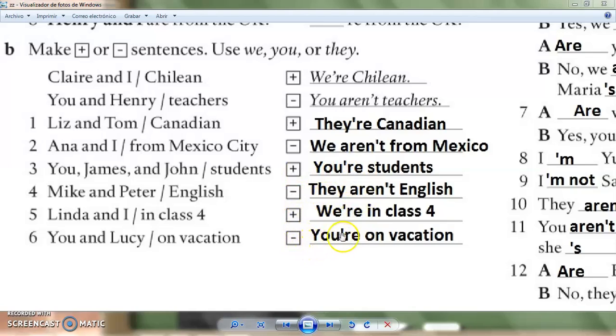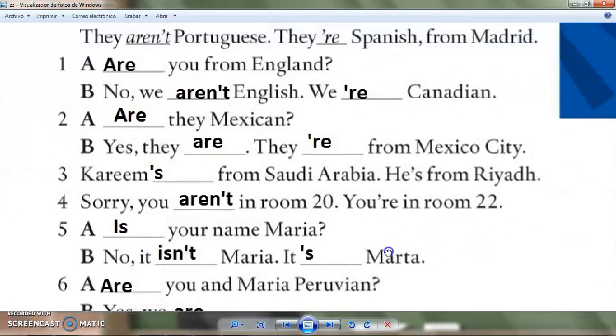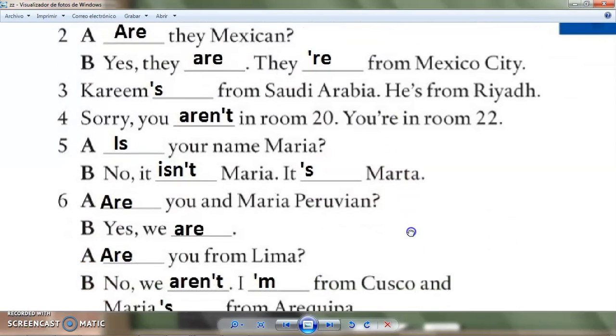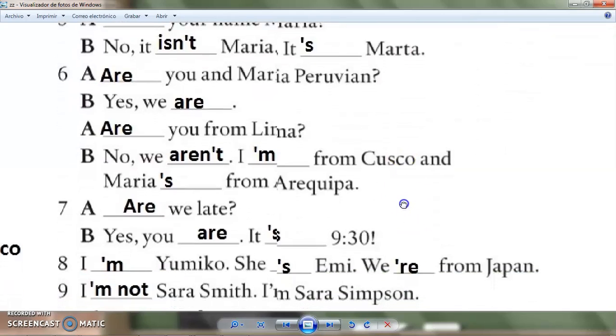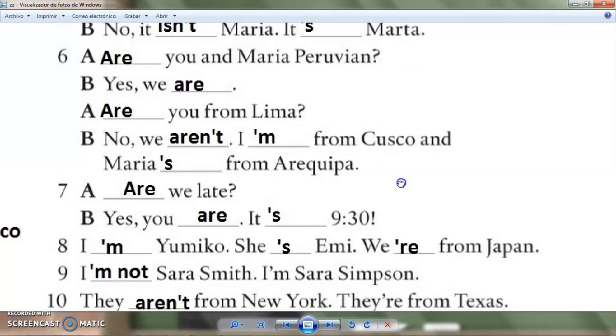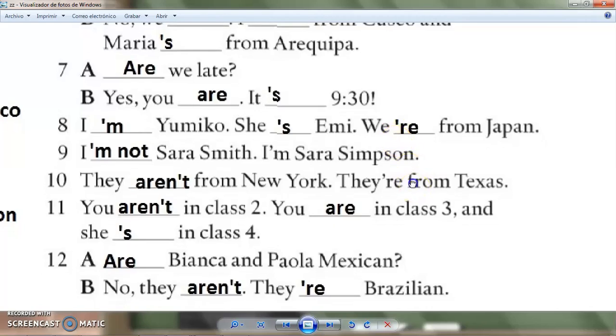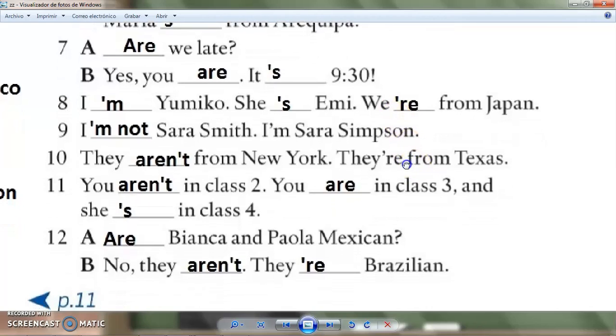Negative, oh, actually this is wrong. It should say, you aren't on vacation. Sorry for this. Here we have the answer. You aren't on vacation. Now the last exercise, I'm going to scroll down slowly so you can take a look at the answers from 1 to 5 and from 6 to 12. Take a look at that, pause the video, check if your answers are correct. Here we have them. Okay.